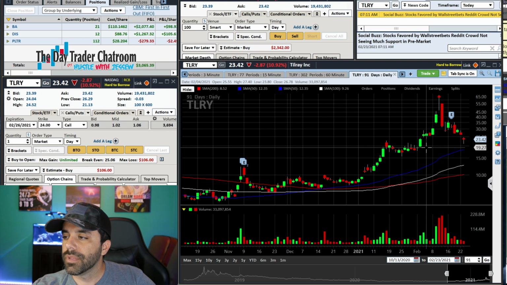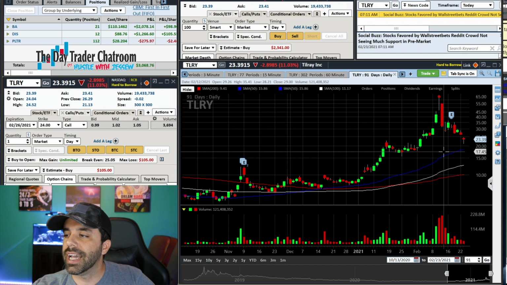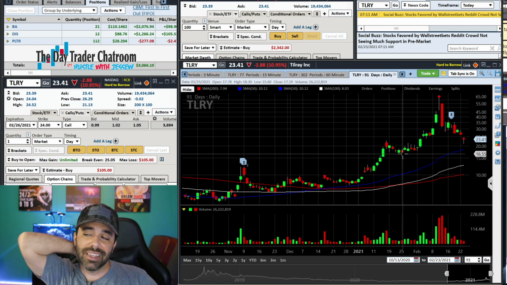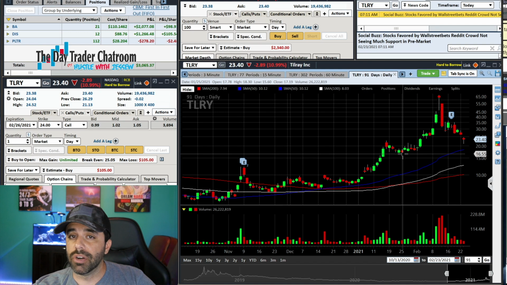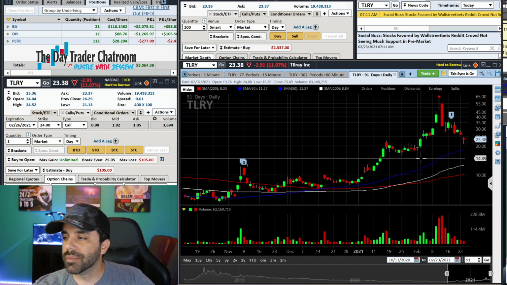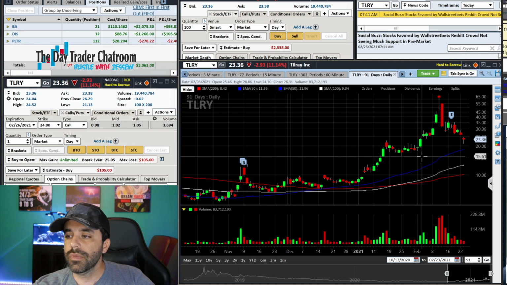So, theoretically, looking at this chart, I would look for this $18 area where this 50-day moving average is at, and these previous tops are at that we talked about here, and that analyst target as a potential bounce area on TLRY. If that area doesn't hold, you could definitely see TLRY come down here to the 15s.